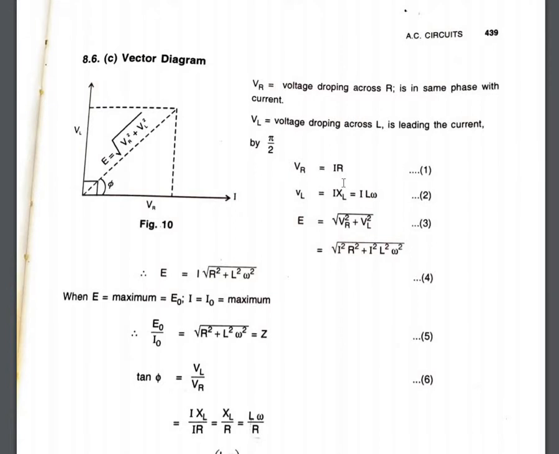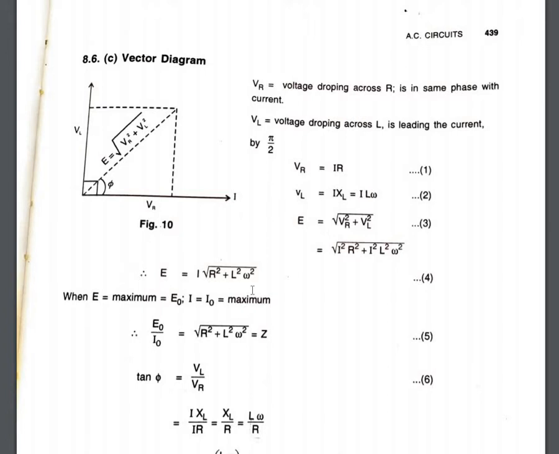So from this figure, VR is equal to IR, VL is equal to I into XL. So the resultant voltage is given by square root of VR square plus VL square. This is voltage across the resistance and VL is the voltage across the inductance. So that is given by I square R square plus I square into L square omega square. So E is equal to I into square root of, we can take I from this. So I is equal to E divided by square root of R square plus L square omega square.